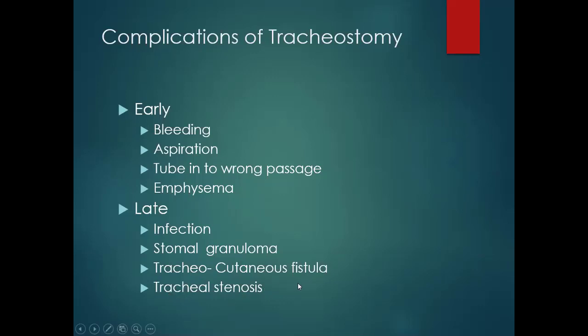Tracheostenosis can happen as a complication of tracheostomy if the cuff has been kept inflated above the perfusion pressure of the mucosa, or if there has been trauma to the tracheal mucosa and cartilage from the lower end of the tracheostomy tube.